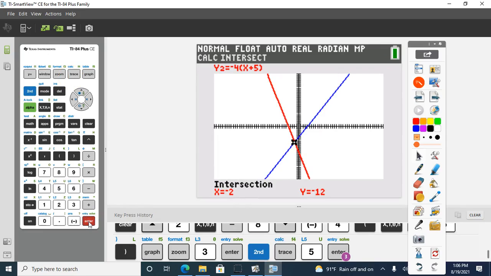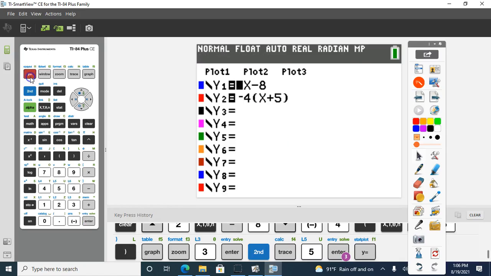Do I need the y part on these? No, because there is no y in my problem. I'm only looking for what the x is. So x equals -2. Everybody understand how to do that in your calculator? Okay, let's try it again.